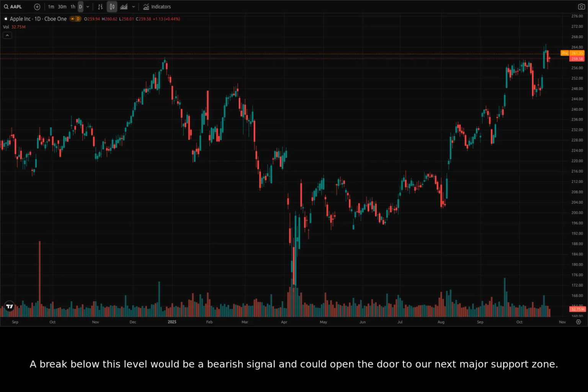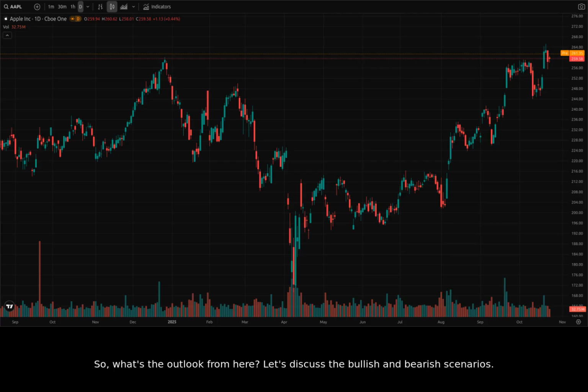A break below this level would be a bearish signal and could open the door to our next major support zone. That next key support level sits around $245, which was the low point from the pullback on October 10th. Below that, the September low around $226 would be the next major area of interest for buyers.